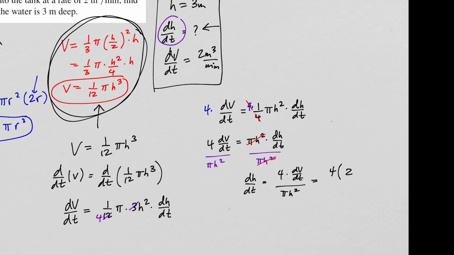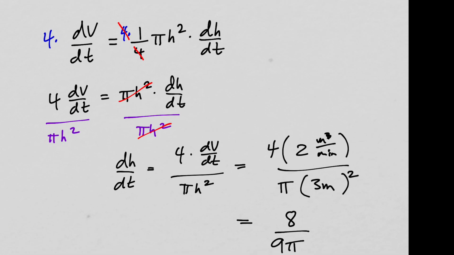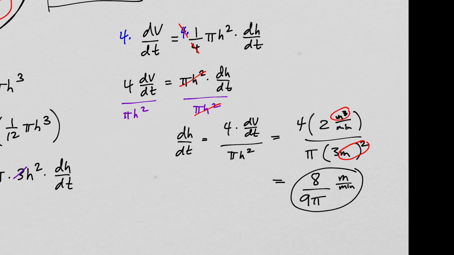And now I'm just going to plug in the information that they gave us. So we know the volume is increasing at a rate of 2 cubic meters per minute. And then down below we have pi times h squared, and they tell us that h is 3 meters. And don't forget to square it. And now do the math. 4 times 2 is 8. In the bottom you have 3 squared, which is 9 times pi. And the units are cubic meters divided by square meters, which are just going to be meters, and then per minute. And this is how fast the water level is changing at that instant.